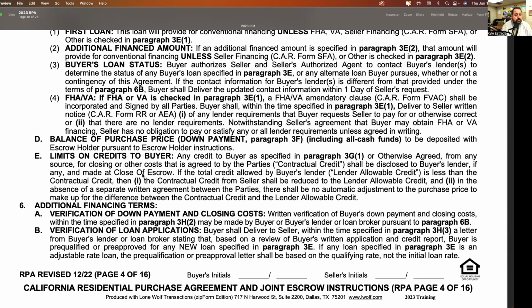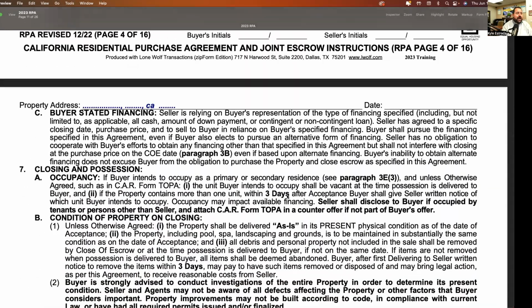Verification of loan applications. Buyer shall deliver to seller within the time specified in 3H3, which is by default with the offer, a letter from buyer's lender or loan broker stating that based on a review of buyer's written application and credit report, buyer's pre-qualified or pre-approved for any new loan specified in paragraph 3E. If any loan specified in paragraph 3E is an adjustable rate loan, the pre-qualification or pre-approval letter shall be based on the qualifying rate, not the initial loan rate. So what that means is they have to qualify on what it's going to adjust to if it's an adjustable loan. Okay?